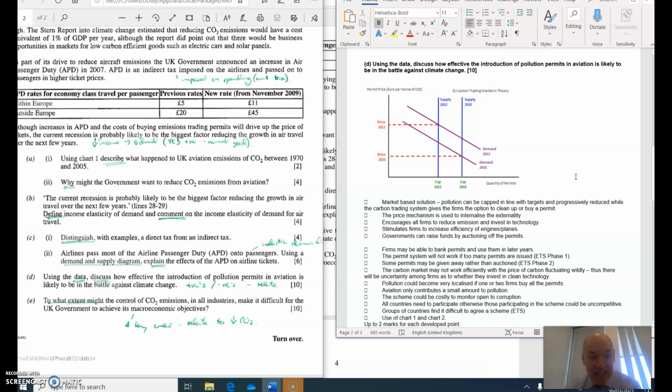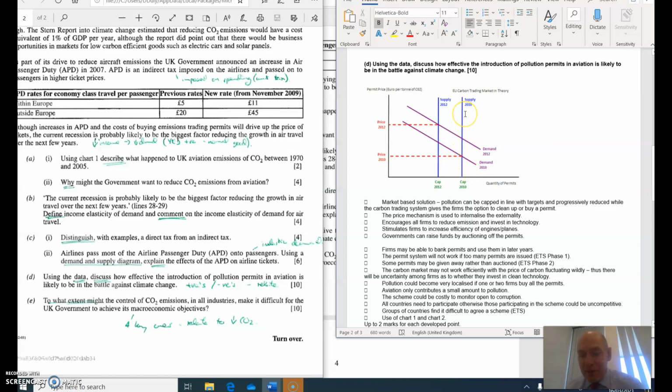using the data, discuss how effective the introduction of pollution permits in aviation is likely to be in the battle against climate change. Now, you'd have to go back and look at all the data on this. But obviously what you're also doing is looking at the pros and the cons and relating it to that battle against climate change.